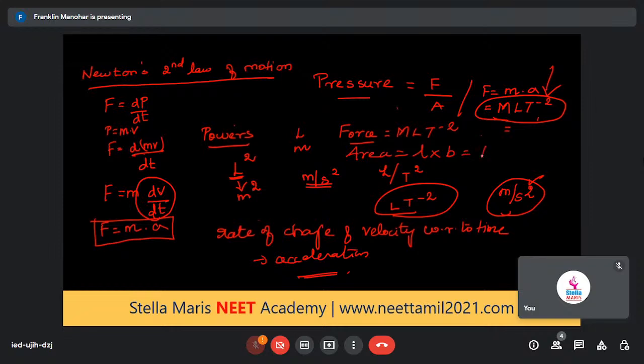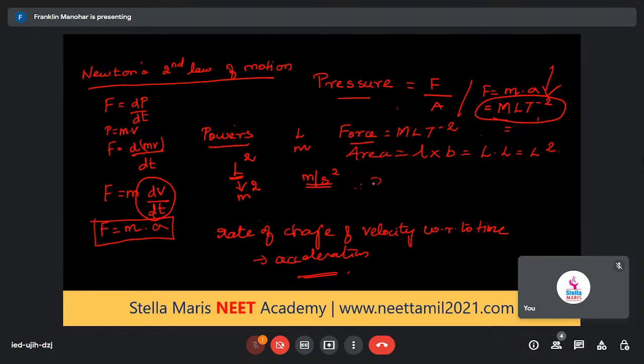Length into breadth. So L into L, L squared. Therefore, pressure is equal to force divided by area, force per unit area. So, M L T to the power -2 divided by L squared.